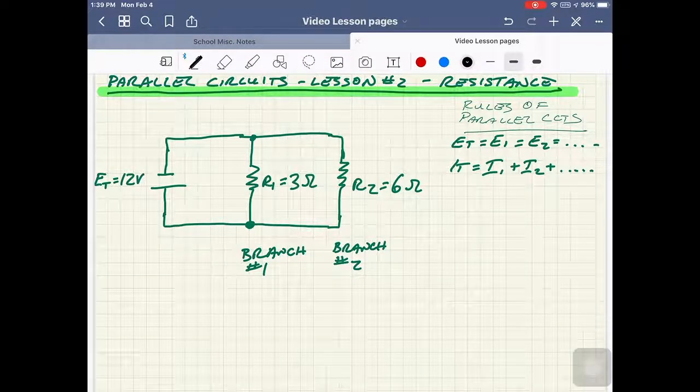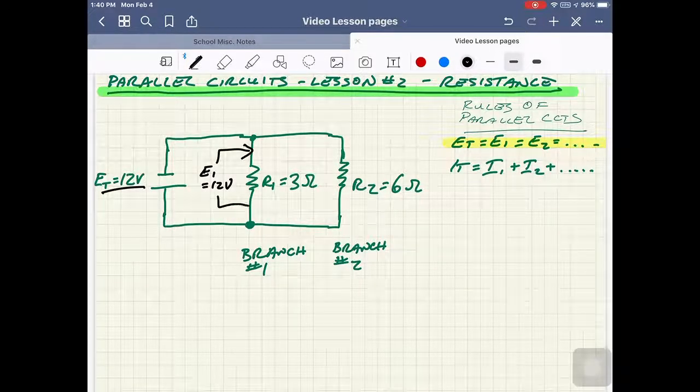Okay, here we go. Lesson number 2, parallel circuits. I'm going to talk about resistance in this second lesson. All right, so we already know from the first episode that the voltage across each branch is the same. So we can say then in this case we're going to use a 12 volt battery source, and across each branch and each resistor here we will have that same voltage, right?